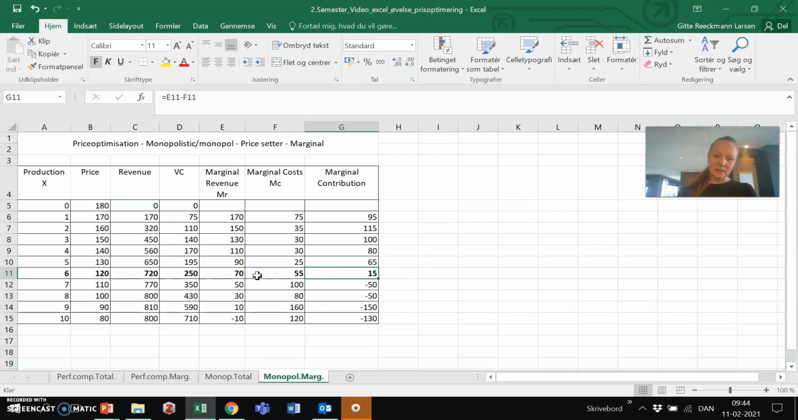So take a look at the different calculations. If it was a little too fast, you can press pause and do the calculations. And we will talk more and go deeper in the calculations and the use of price optimization and what other things the company should consider.